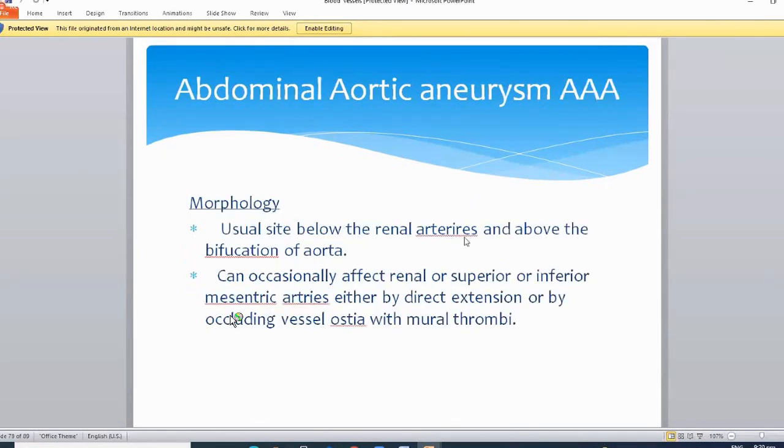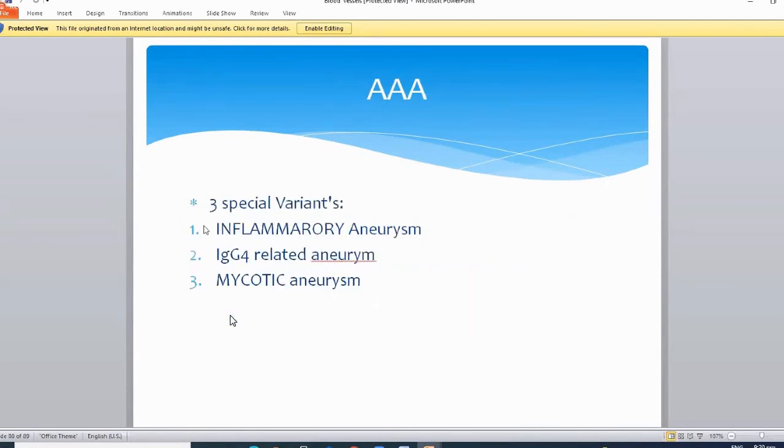Morphology: the usual site is below the renal arteries and above the bifurcation of the aorta. It can occasionally affect the renal or superior and inferior mesenteric arteries either by direct extension or by occluding the vessel ostia with mural thrombi. There are three subtypes of abdominal aortic aneurysm: inflammatory, IgG4-related aneurysm, and mycotic.